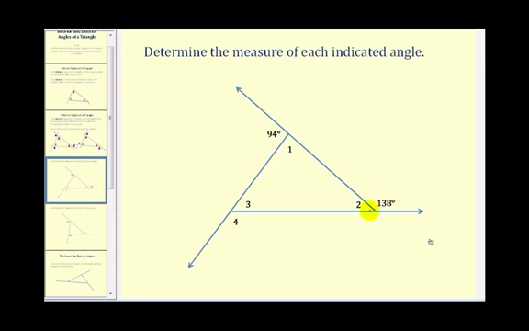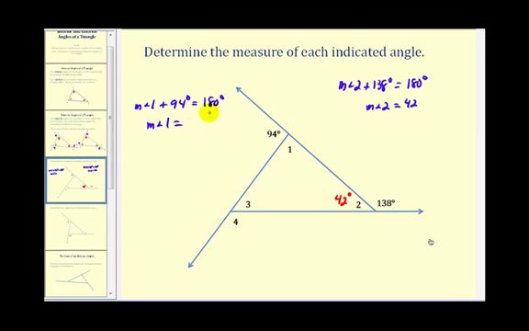So looking at angle 2, we know the measure of angle 2 plus 138 degrees must be equal to 180 degrees because they form a linear pair. So if we subtract 138 from both sides of this equation, we know that the measure of angle 2 must be 42 degrees. And in a similar way, the measure of angle 1 plus 94 degrees must equal 180 degrees. So if we subtract 94 from both sides, the measure of angle 1 will be 86 degrees.